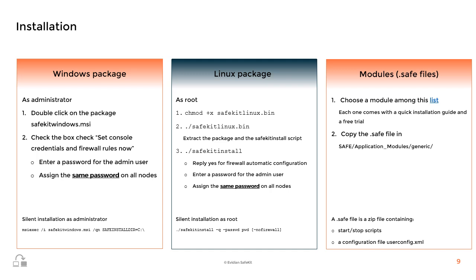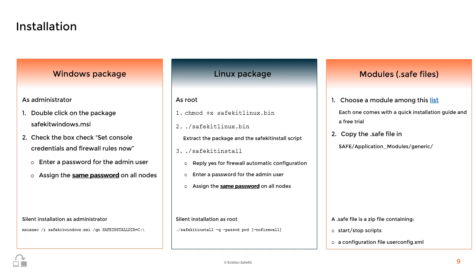As root, you will need to make the downloaded safekit linux.bin file executable. Then, execute the file to start the installation process. It will extract the package and the safekit install script. Run safekit install, reply yes for firewall automatic configuration, enter a password for the admin user, and assign the same password on all nodes. Now let's move on to the installation of the modules.